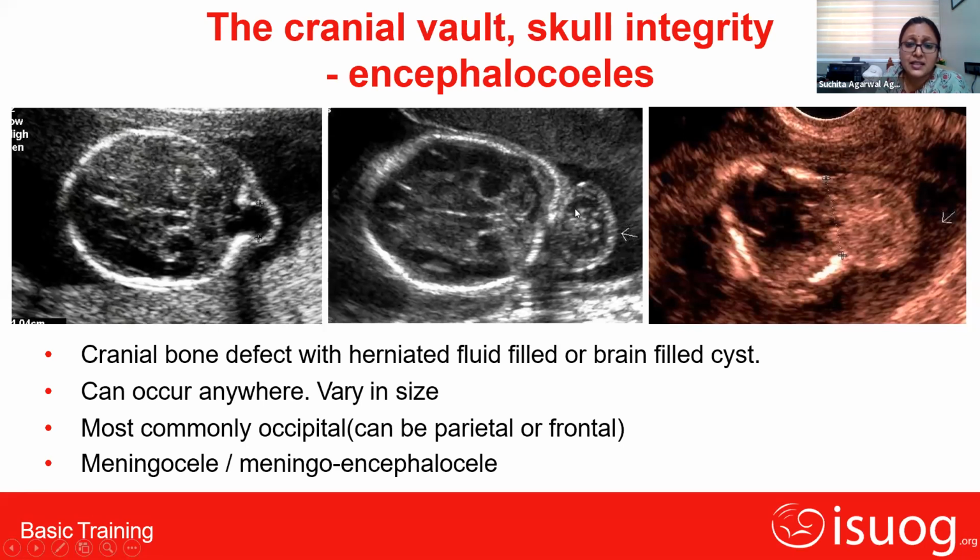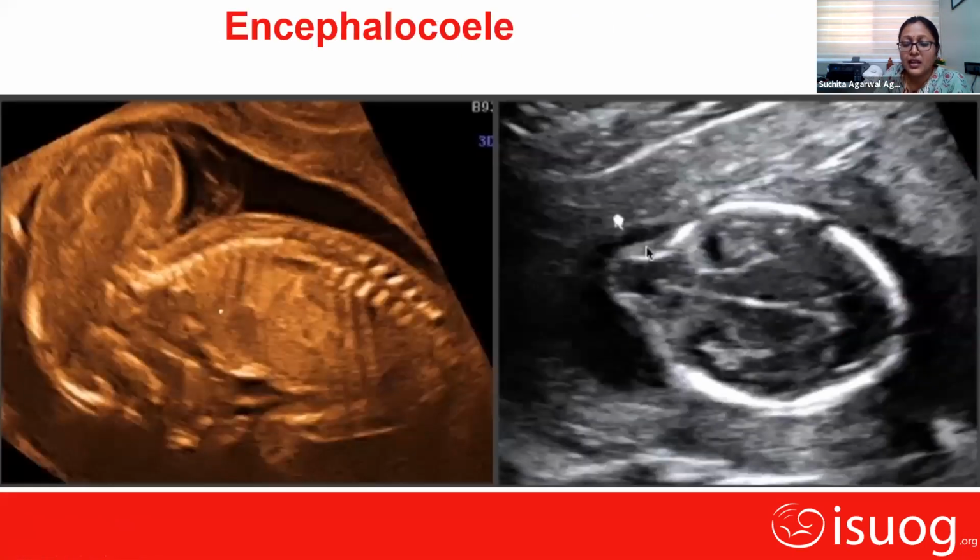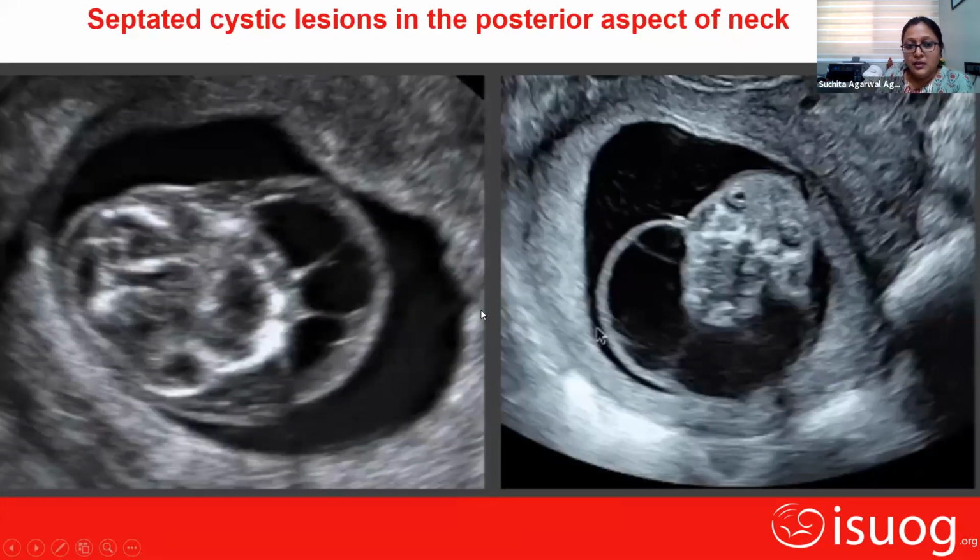So looking at the skull bone integrity becomes so important to diagnose encephalocele. Here's another image which shows another occipital encephalocele over here. There are other septated cystic lesions when we look at the biparietal plane or look through the neck. So there will be a cystic hygroma. So looking at the BPD plane again, it becomes so important.